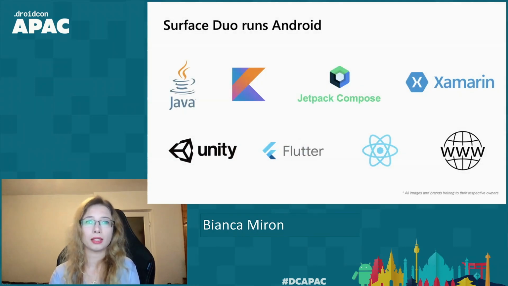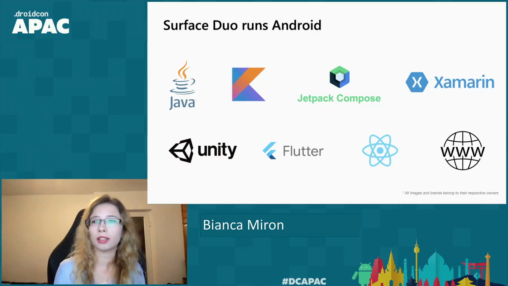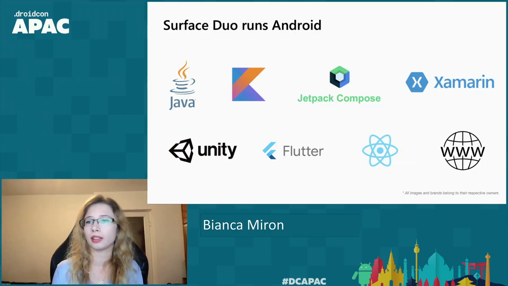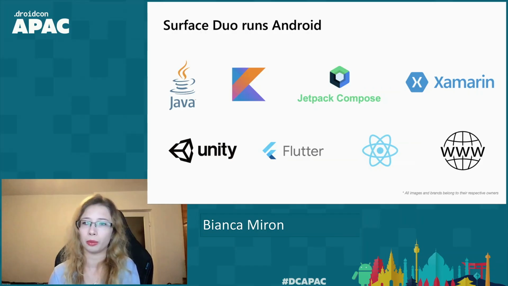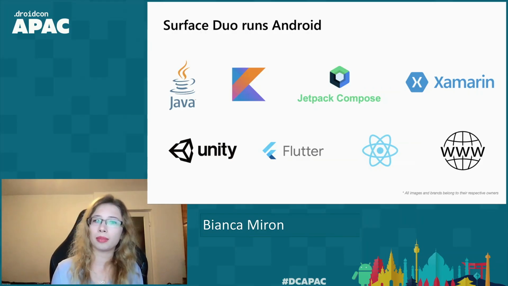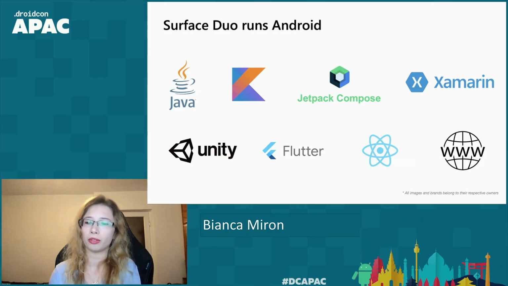Now let's talk about the software a bit. So Surface Duo runs Android 10. The OS team is working hard to go for Android 11 soon. And you can use your preferred programming language or framework. So from Java, Kotlin, Xamarin, Unity, Flutter, React Native, and PWA from the World Wide Web. But we also have samples using the new UI framework from Android, Jetpack Compose.